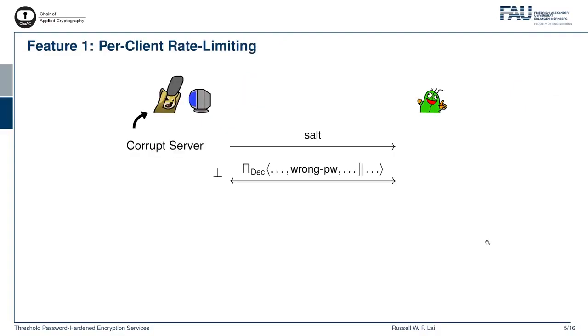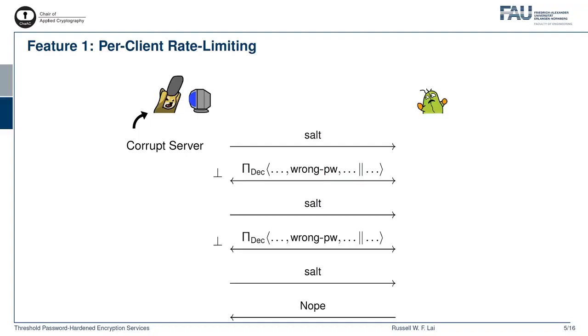There are two distinctive features of PHE, the first one being per client rate limiting. Let's consider a corrupt server who wants to learn the password and hence the secret data of the client. Note that an offline dictionary attack is no longer possible, as the ciphertext must be decrypted with the help of the rate limiter. Therefore, to learn the secret client data, the corrupt server must communicate with the rate limiter and engage in the decryption protocol several times. However, after seeing the same salt several times, the rate limiter could refuse to answer any further decryption request for this salt and hence for this client, thereby preventing online dictionary attacks.